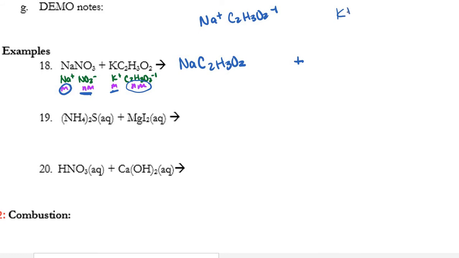Okay, so K goes first because metals always go first. NO3 is -1. So I'm going to crisscross those, and I get KNO3. Okay, I'm just crisscrossing charges. Subscripts never get carried over.